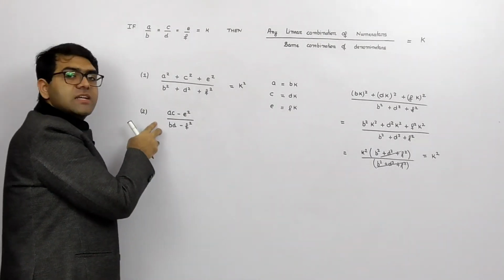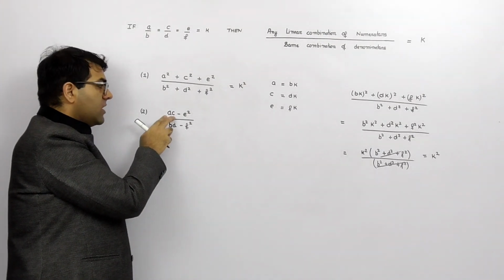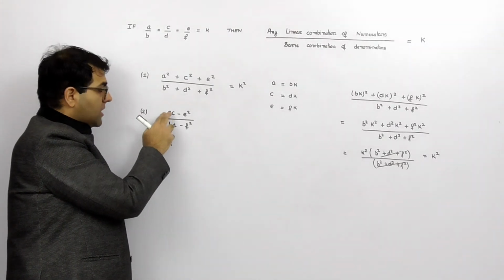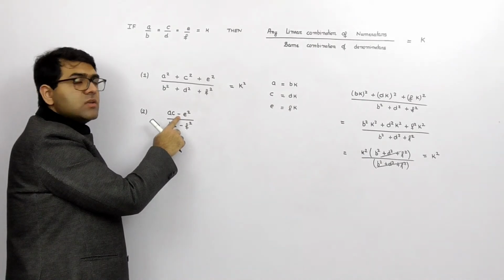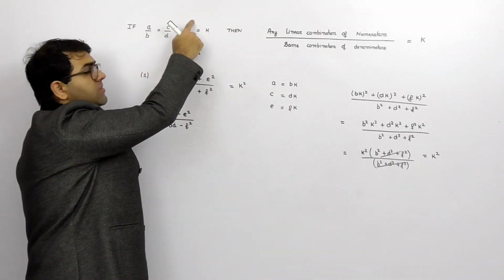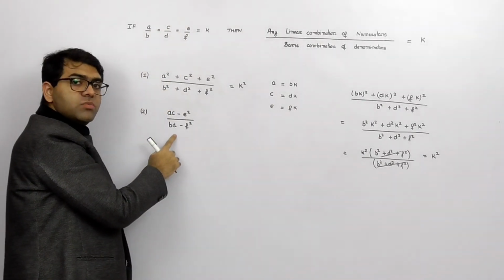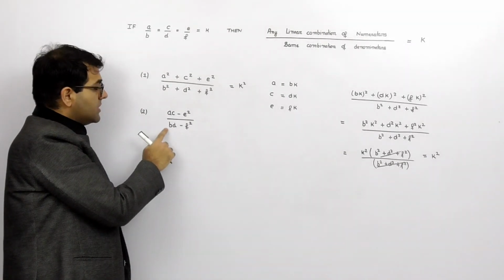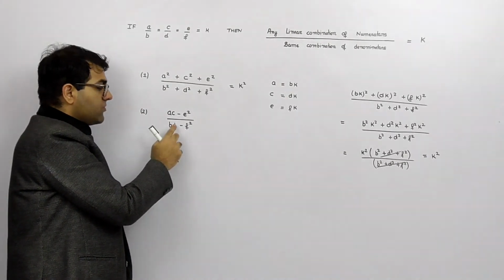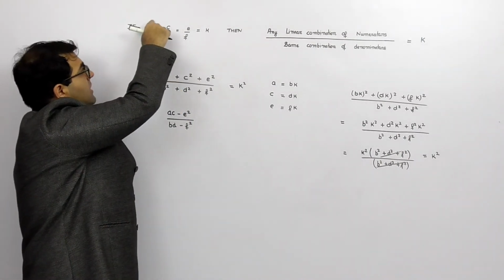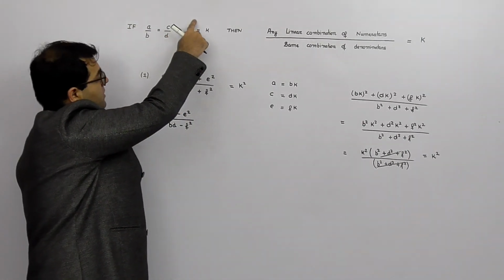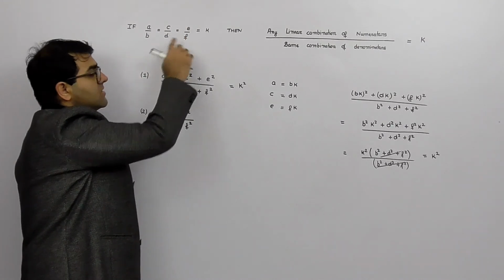Let us try out your second example. Here we have variable a, variable c multiplied together, and then e square is getting subtracted from that. Now a, c, e. What about the sequence of denominator? What about the relation of denominator? It is b times d, and from that you are subtracting f square. So what we observe here is that a into c minus e square, b into d minus f square.